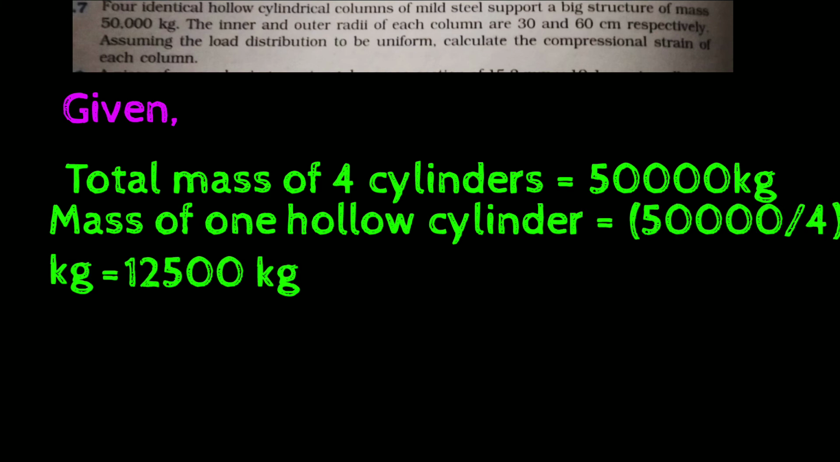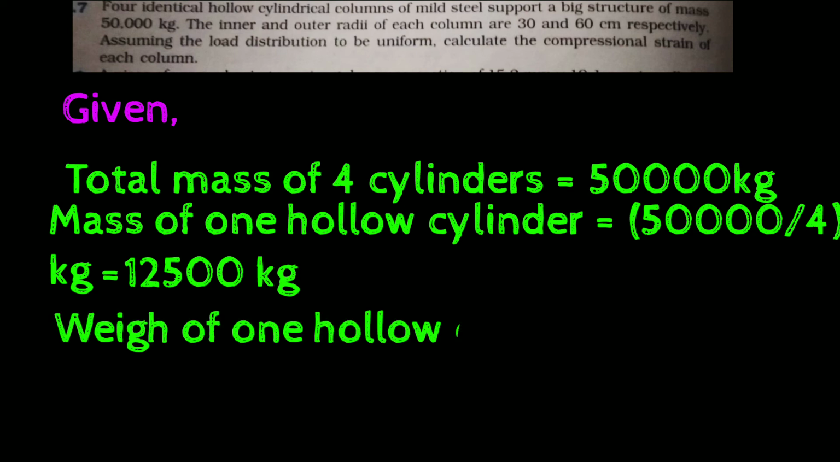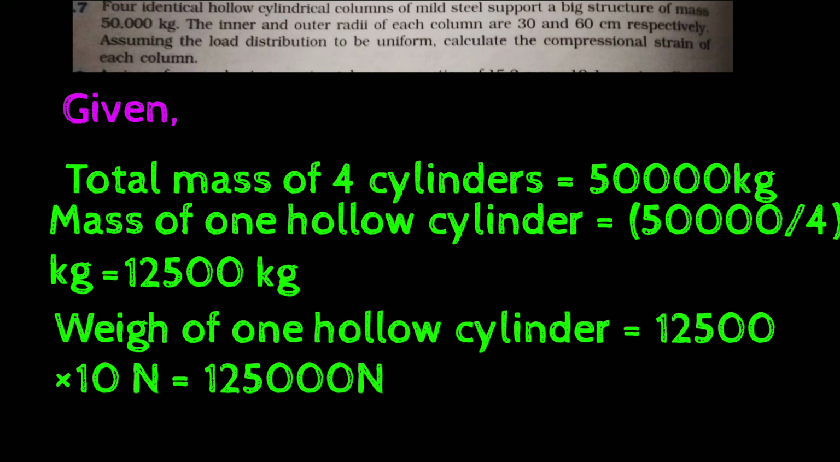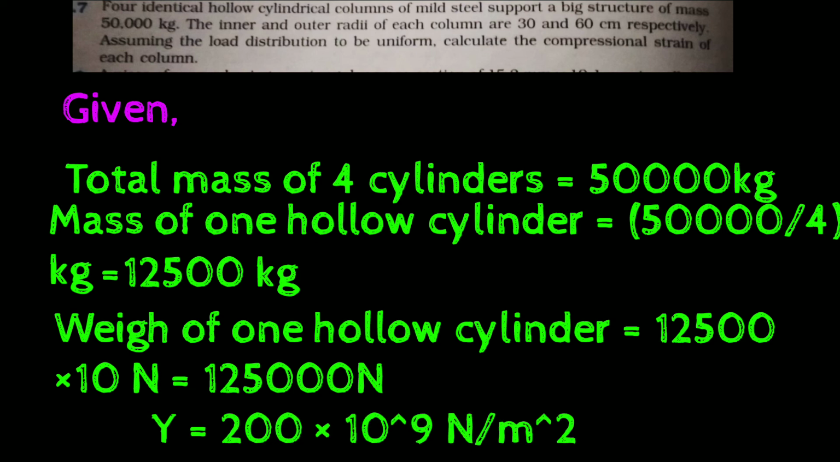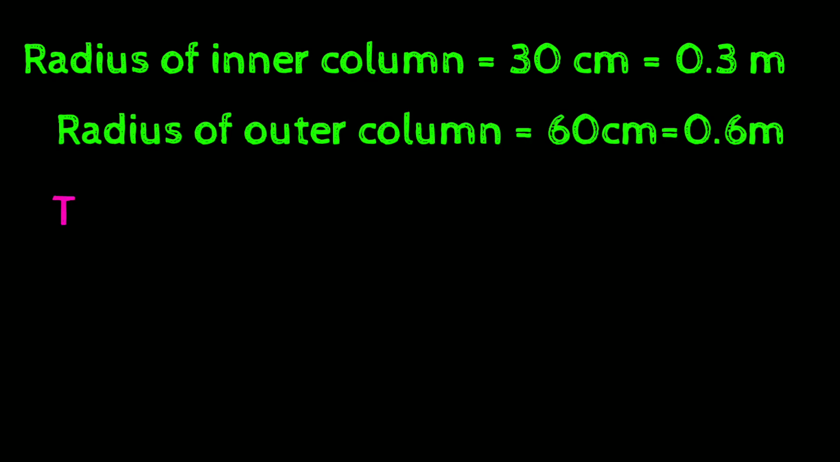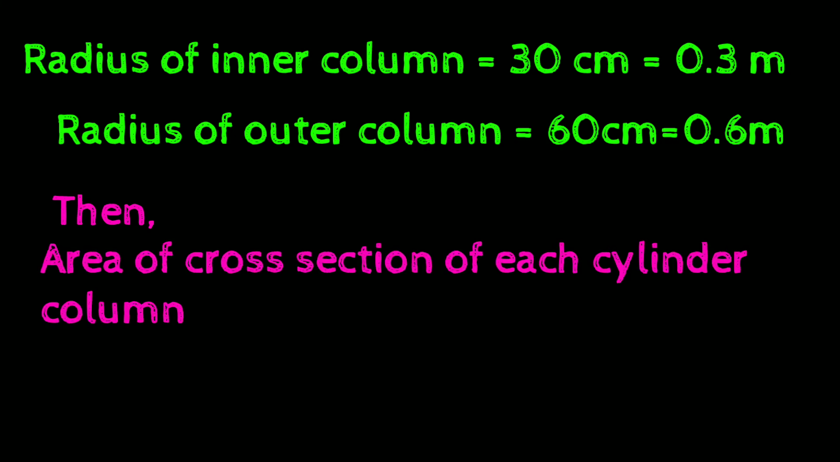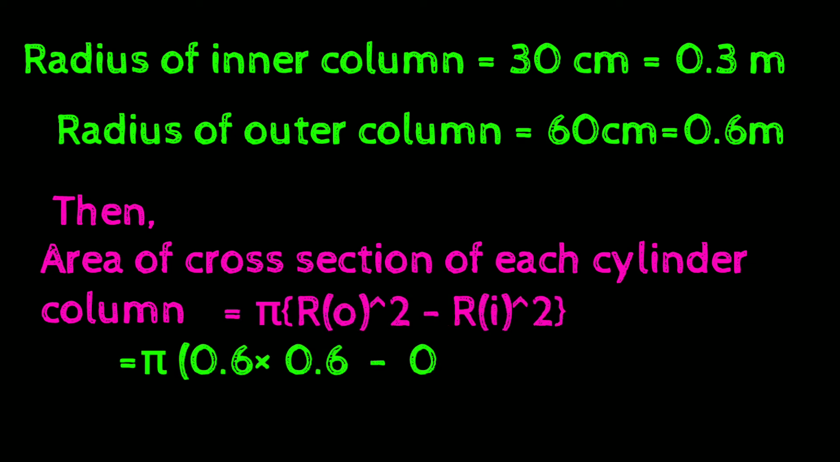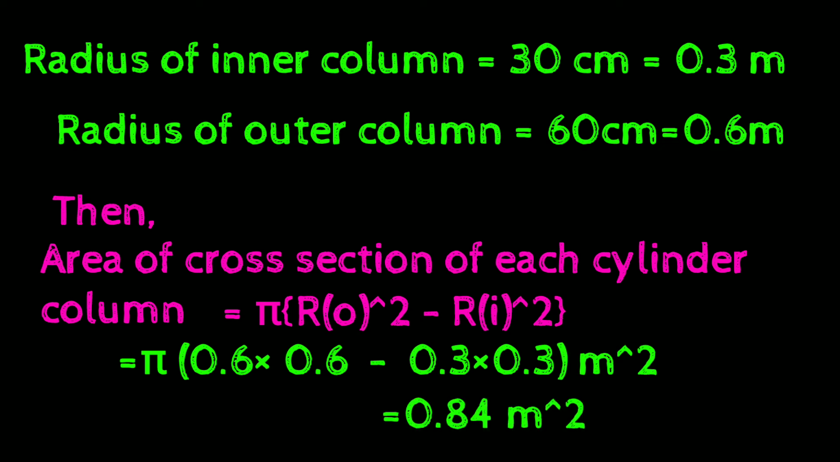Total mass on 4 cylinders equals 50,000 kg and mass on one hollow cylinder equals 12500 kg, and weight on one hollow cylinder equals 1,25,000 Newton, and value of Young's modulus of steel equals 200 into 10 to the power 9 Newton per meter square, and radius of inner column equals 0.3 meter and radius of outer column equals 0.6 meter. Then cross-sectional area of each cylinder column, the formula equals pi into r2 square minus r1 square, and after using the values we get area equals 0.84 meter square.